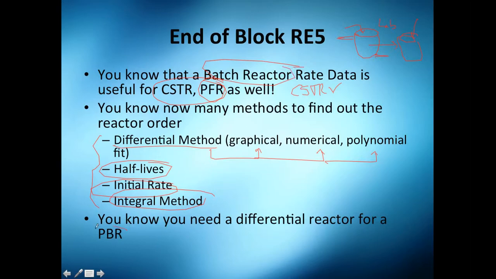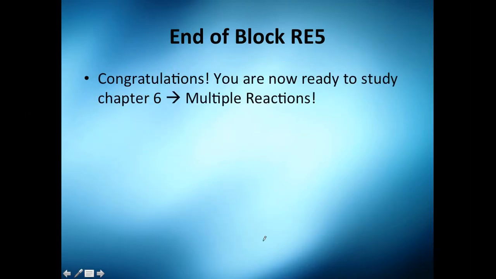But what happens when we have a PBR? Essentially, we need to apply the differential reactor, which is a very small reactor where the conversion of A is very small. So you can treat it as constant and you will get a very simple equation that will be useful. And yeah, essentially that's everything, guys. It's not that huge of a deal, this chapter.